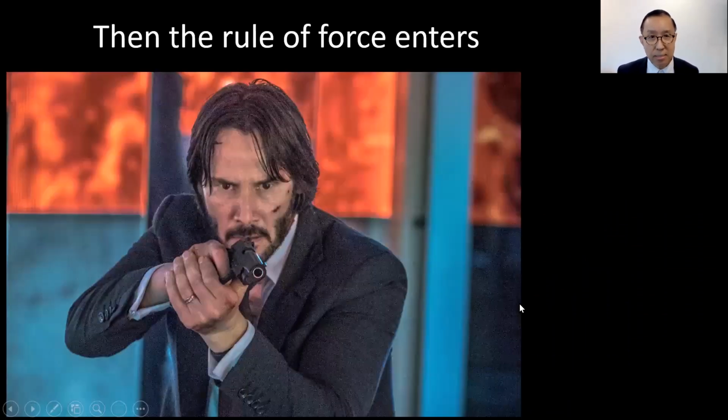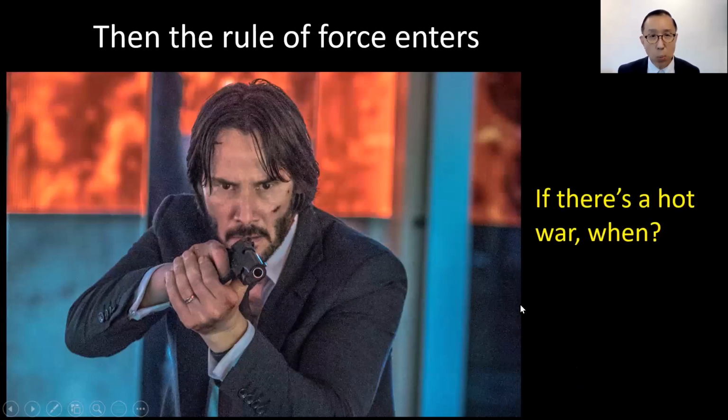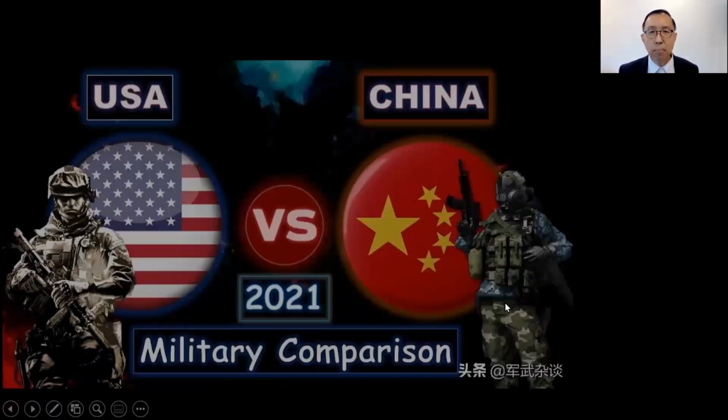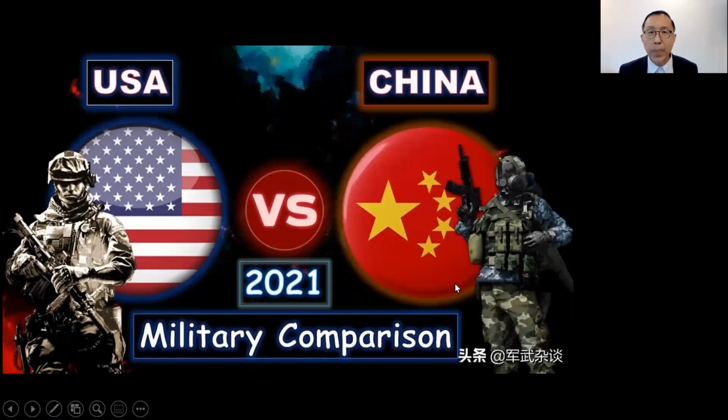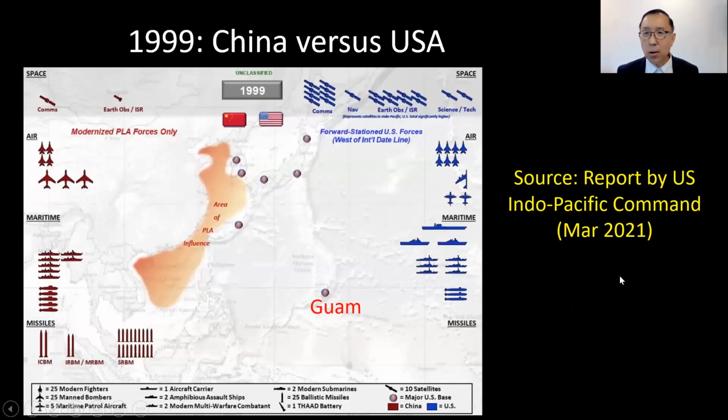And what happens? Then the rule of force enters. That means a hot war is inevitable. The question is, when? I refer to military reports again to compare the military strengths of both China and the USA. According to this report, released more than a year ago, in 1999, when China had not yet joined the WTO, Chinese military capability was right up only to their own coast.